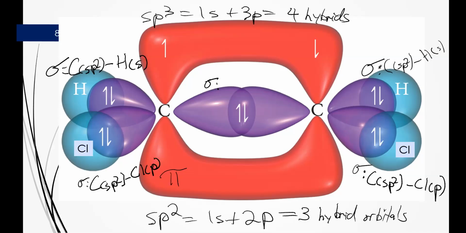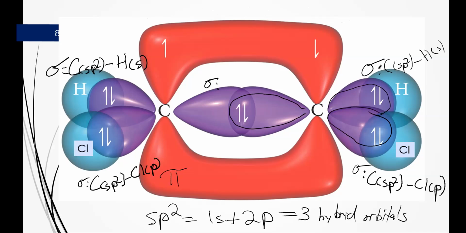So right now, this purple one was one of those hybrids. This purple one was a second one of those hybrids. And so what do you think this purple one should be? It should be another hybrid orbital. And so your sigma bonds are always going to be the hybrid orbital of that connection. So this is going to be carbon's third sp2. And that's going to be interacting with the other carbon's hybrid orbital as well for that interaction.